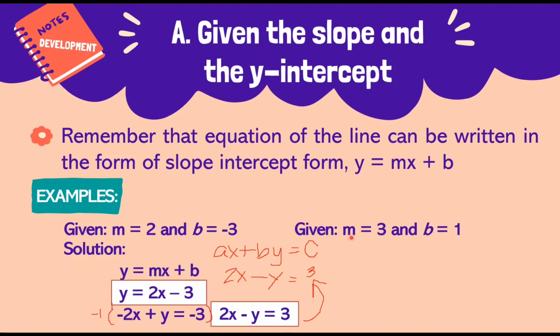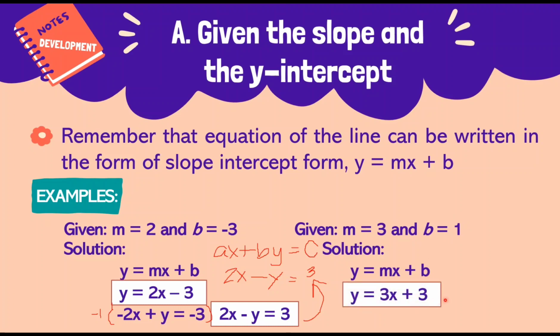We are given the slope is equal to 3 and the y-intercept is equal to 1. So, just like what we did in our first example, we need to substitute our slope and y-intercept to this form. So, let us write again. So, we have y is equal to mx plus b. And then, let us substitute 3 to our m and then 1 to our b. So, it becomes y is equal to 3x plus 1. So, therefore, that will be our answer.